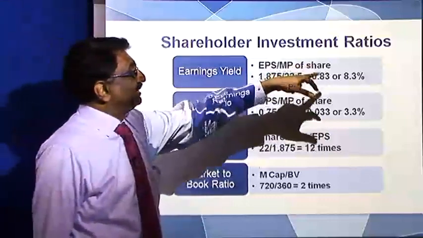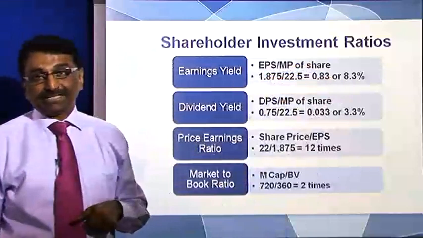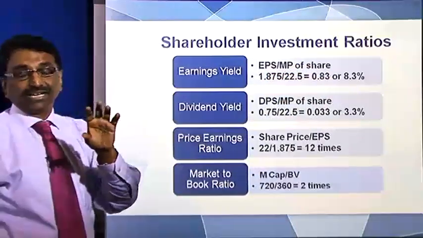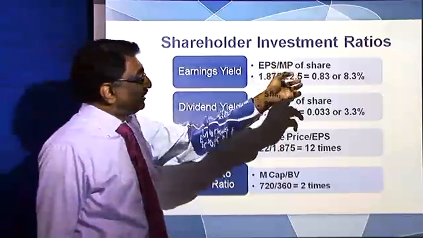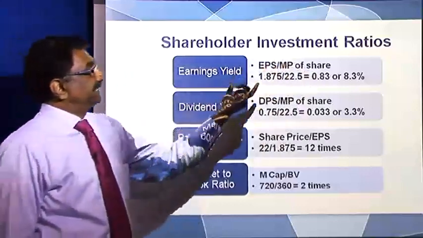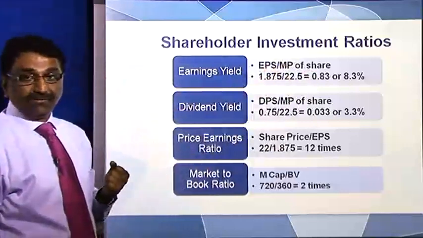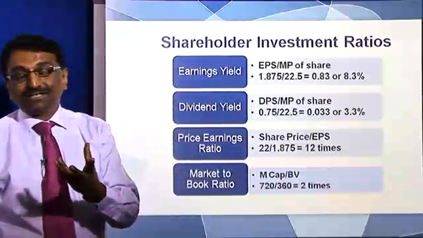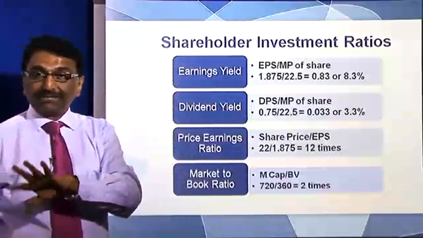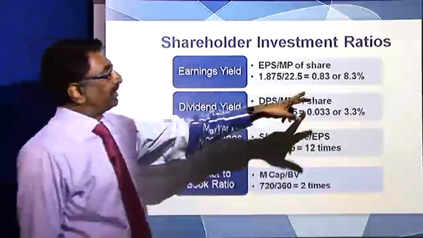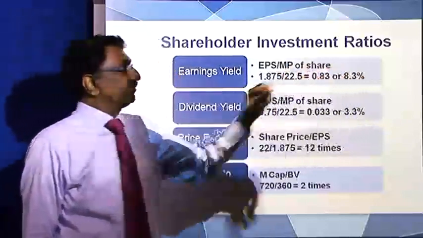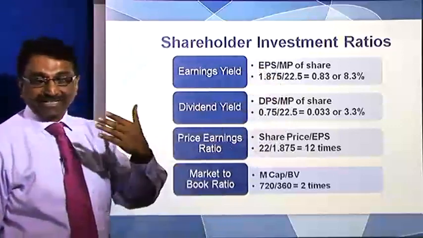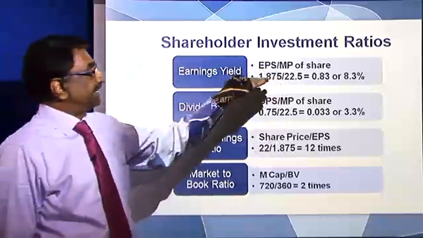When I divide that by my market price at which I am going to purchase, then I get an earnings yield of 8.3%, which means I have a benchmark with which I can now look at and say that if I am putting 22.5 rupees per share, it is giving me a yield or earning of 1.875, effectively giving me 8.3% return. Now some of this may come to me by way of dividend, some will get redeployed, but the overall return this money is going to generate for me is 8.3% based on my past earnings per share. That is the basic minimum I expect.